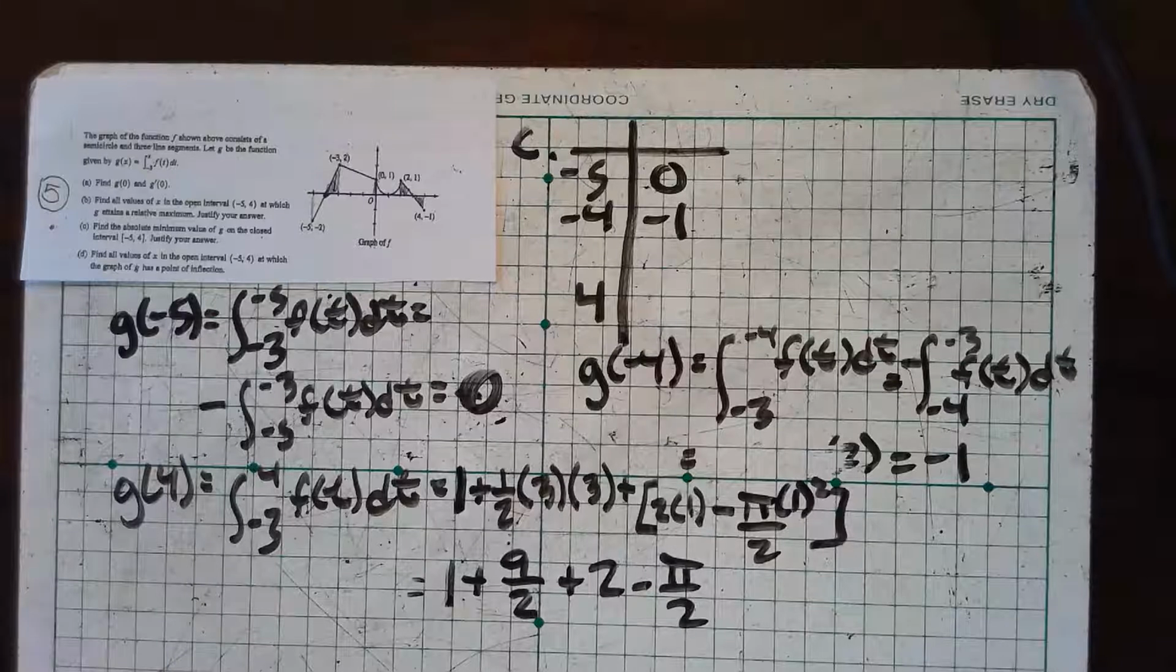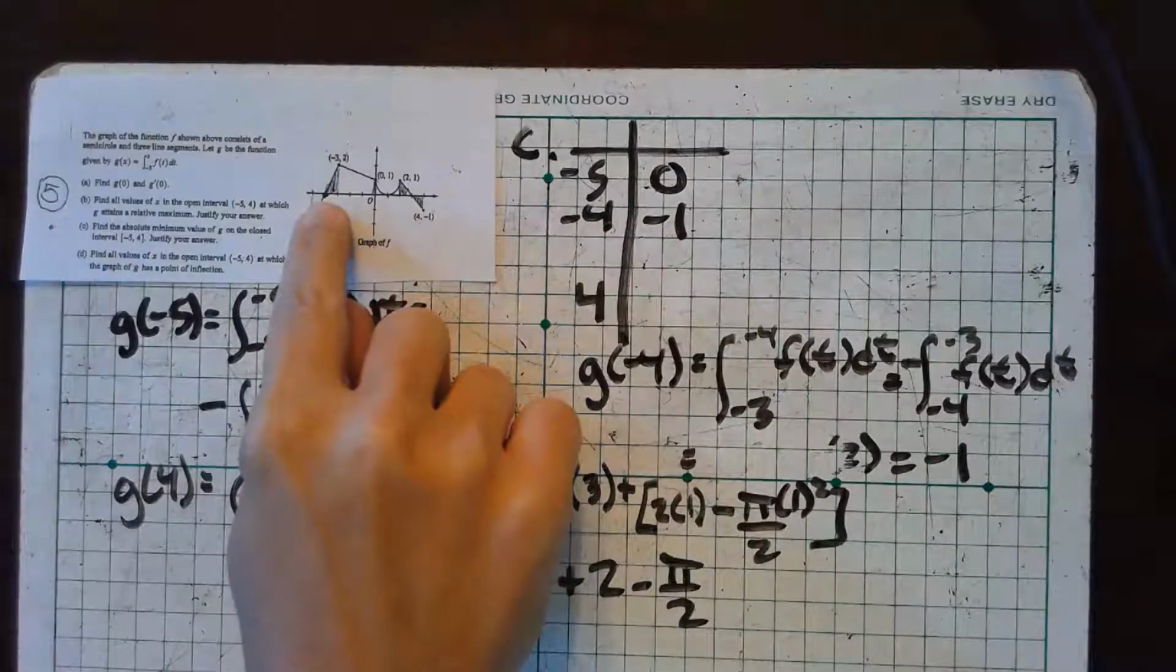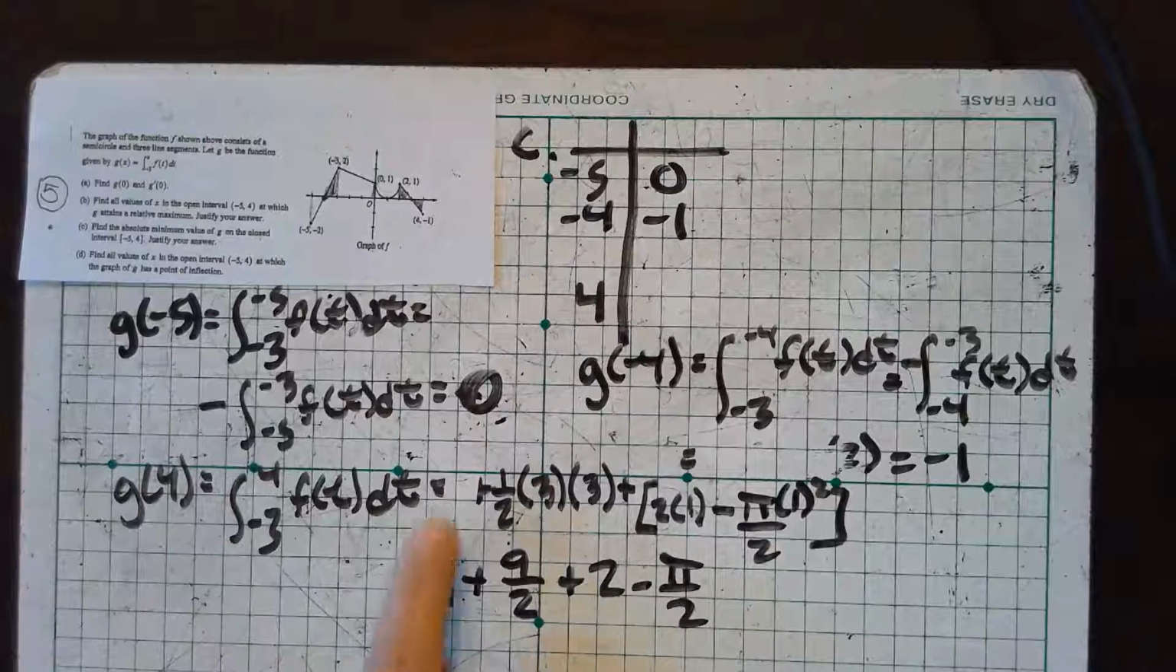And you know what? I added way too much in there. Did I even need to add this one? No, I don't need to add that one, because that was from -4 to -3. So please don't add that one in there. Sorry about that. We could just honestly leave our answer like that if we want.